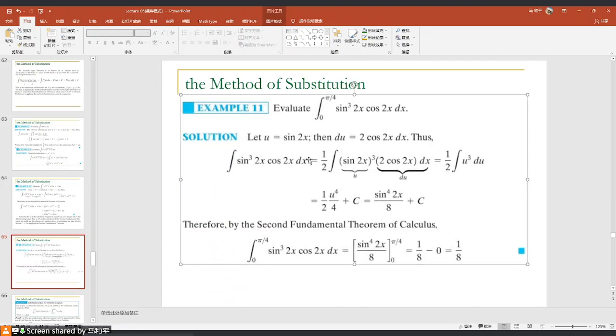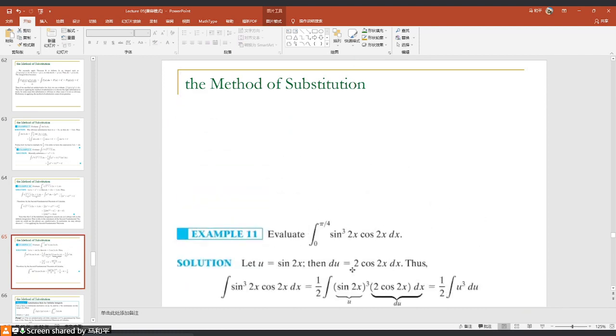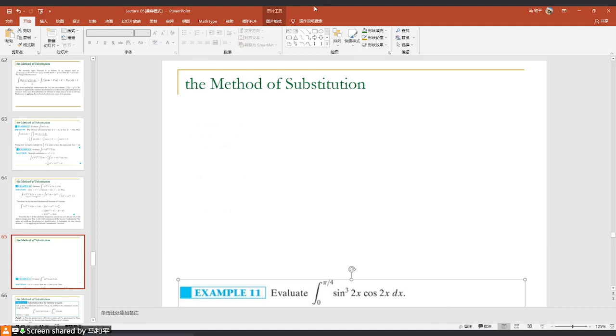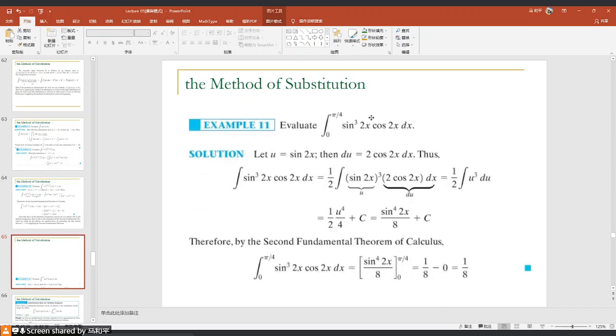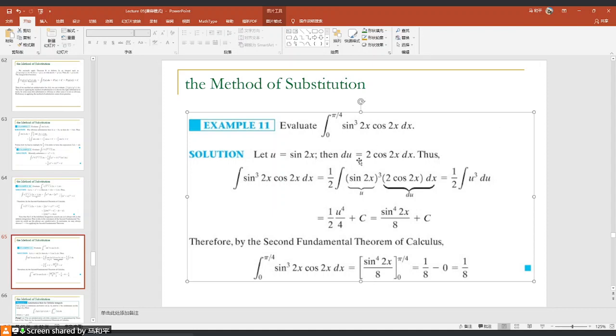Here is our answer. Let u be sin 2x. Alright? Oh, I'm waiting for you. Waiting for your answer. Or I explain here. We let u be sin 2x. So we have du is 2 cosine 2x dx. And here we first calculate the indefinite integral.